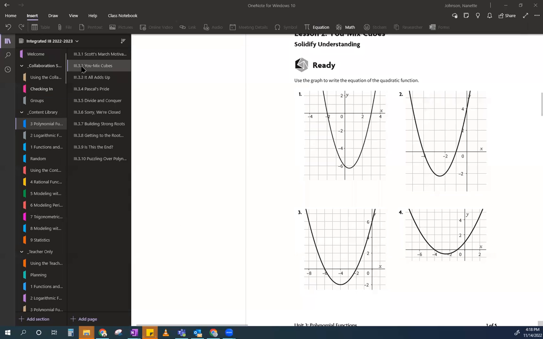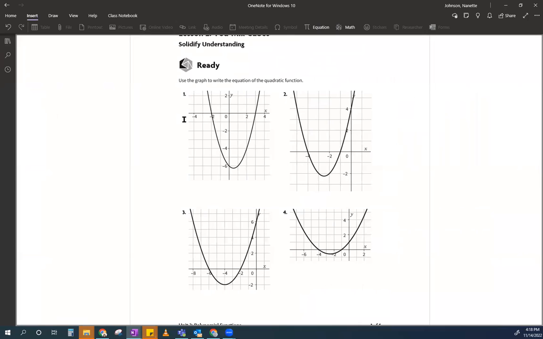Okay, guys, we're going to go over 3.2 number 1. This is like a throwback to Integrated 2. The reason why this Ready is here is that Ready is the idea of prepping you for what's coming, what is already here, but also stuff that you should have remembered from a past class, okay? So I'm going to teach you how to write an equation from a graph.